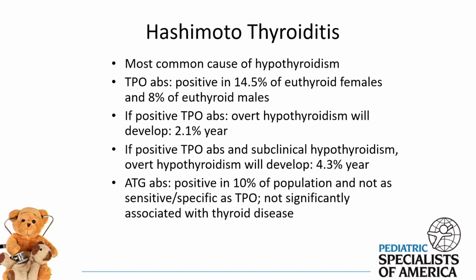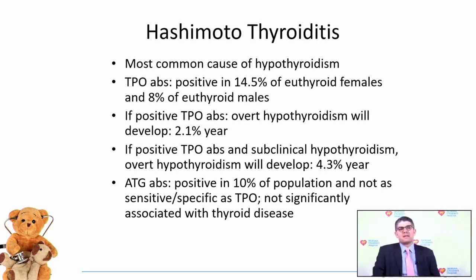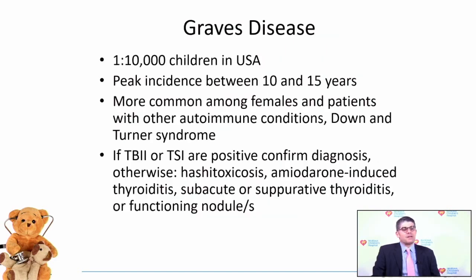Antithyroglobulin antibodies are positive in 10% of the population, and they're not as specific and sensitive as the TPO levels, and basically it's not so important to determine whether the patient has thyroid disease. Graves' disease affects around 1 in 10,000 people in the US. The incidence is higher in other countries and lower in others, like in England it's only 1 in 100,000, but here in the US it's 1 in 10,000. The most common age is between 10 and 15 years, adolescence.